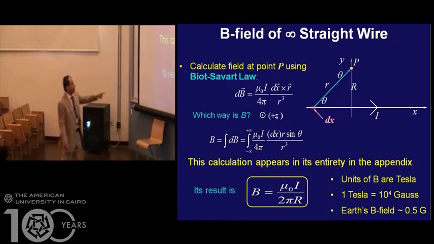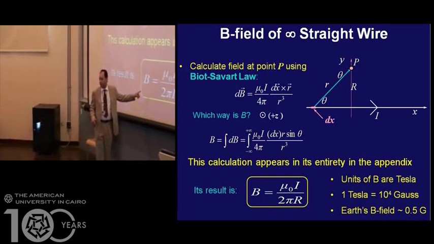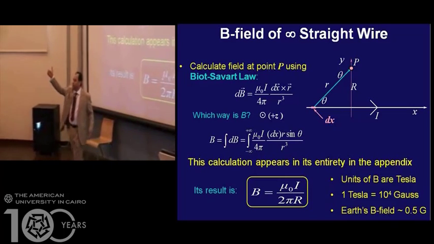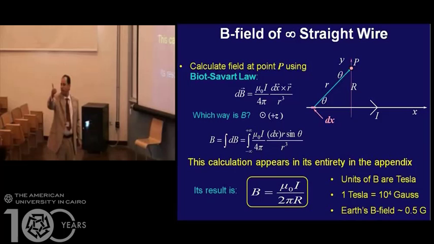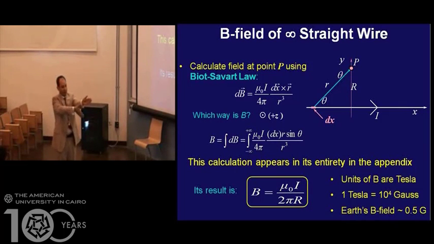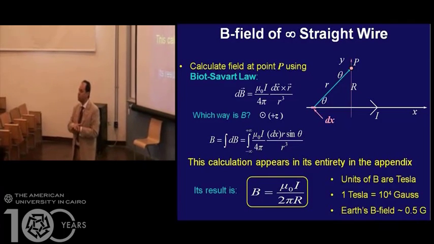Okay, and this is the magnitude of the magnetic field, and the direction can be determined by the right hand rule. If this is the direction of the current, the magnetic field will go round that wire. So now we can calculate the magnitude and the direction of the magnetic field. Not only that, now we can design our own magnets.